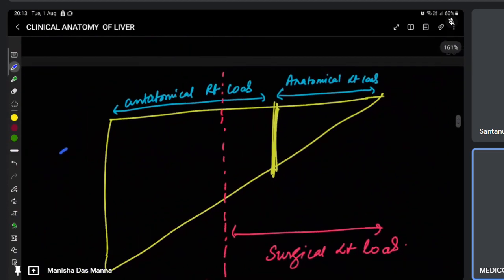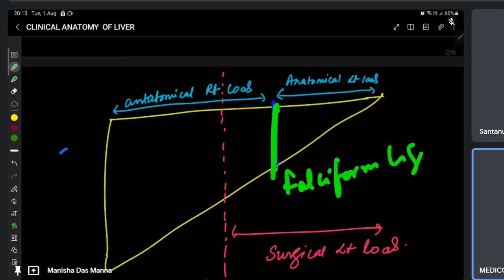So this is the falciform ligament. You can appreciate this thing here, the falciform ligament. And this falciform ligament is dividing your liver into anatomical right lobe and anatomical left lobe. Is it clear up to this?